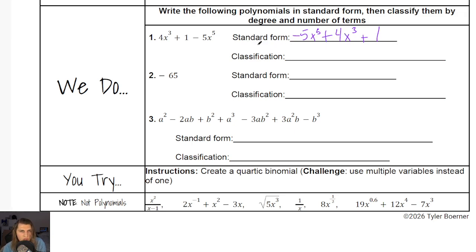Our classification for this, again, our highest exponent, which is our degree, is 5. So we are going to call this a quintic, for 5. And then let's see how many terms it has. It has 1, 2, 3 terms. So we are going to call it a quintic trinomial.